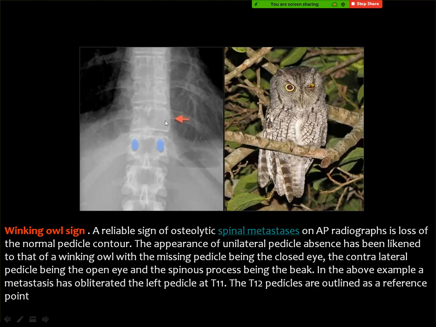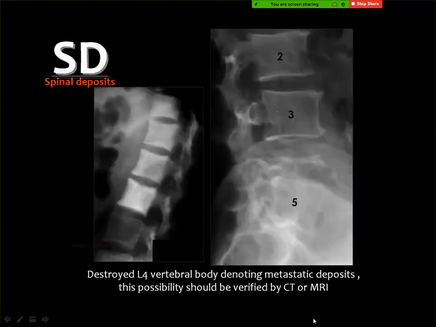And this is another example. You see the pedicle here is not present, but it's okay here. And these are two pedicles intact. They may resemble the winking owl sign, like this. I don't know, but it was known as the pedicle sign.